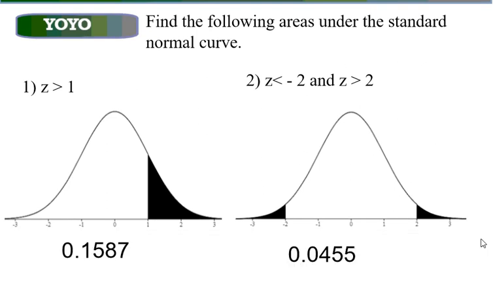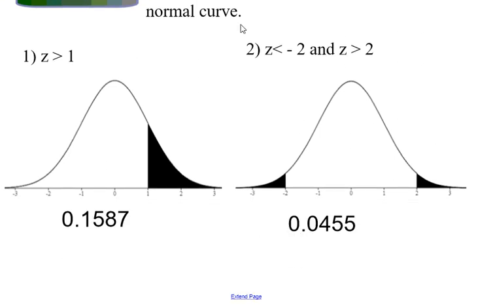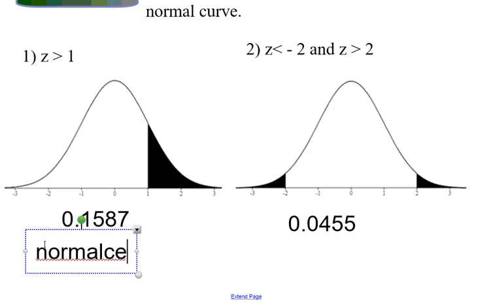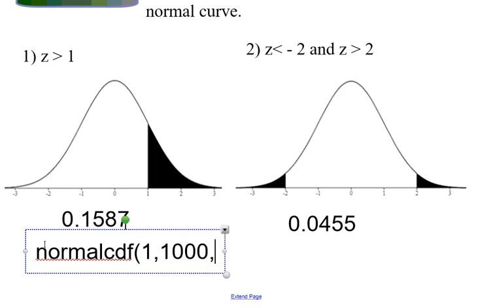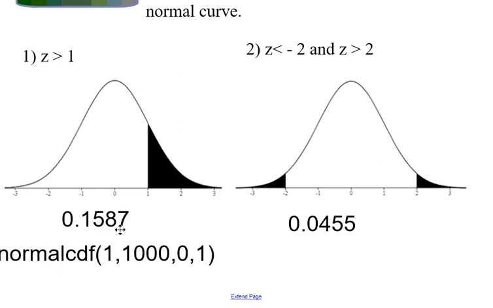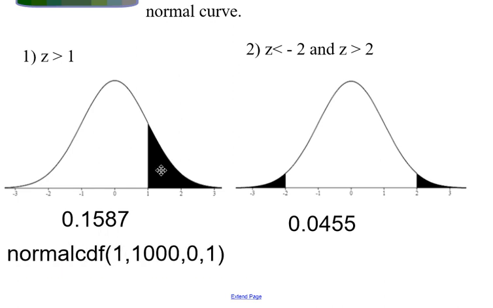Okay, for the first one, this is how you'll do it. So just type in normal CDF. For lower bound, left bound is 1 all the way up to 1,000 or whatever. Pick a big number, 0, 1. You run that, you're going to get the following percent. So that's 16%. We've done ones like this before using the empirical rule. We could have done this one with the empirical rule.